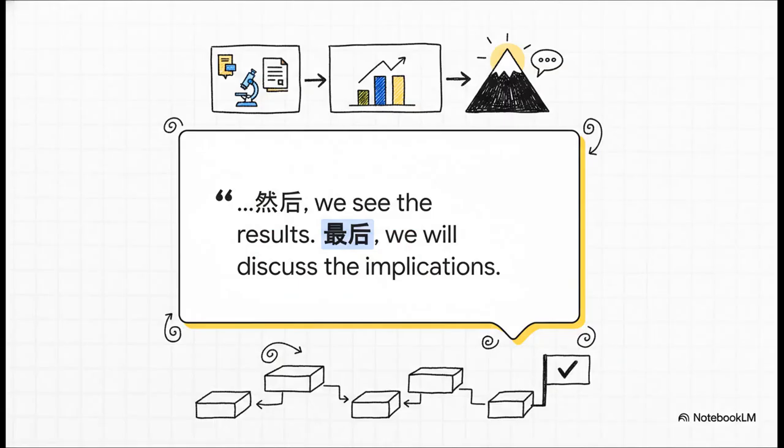Let's see them in action together. Imagine you're presenting your research findings. You might say, 然后 we see the results. That smoothly moves you from, say, your methodology to your actual findings. Then for your final, most critical section, you deliver the punchline. 最后, we will discuss the implications. This tells the audience that you have reached the summit of your argument. This is the so what of your entire presentation. The flow is logical, it's clear, and it's incredibly easy for your audience to follow.